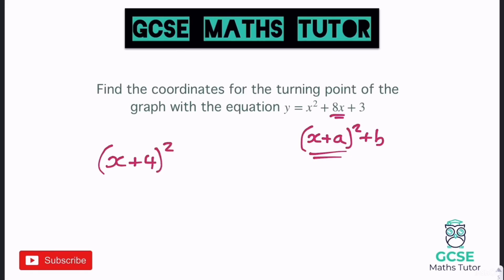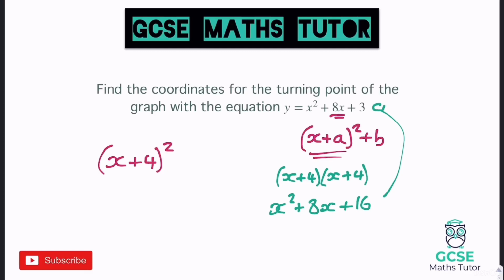And the reason you do that is because if we expand this bracket, and if we think about it to the side, x plus 4, x plus 4, there we go, we would get x squared plus 4x, which would give us 8x, but we would get plus 16 at the end. So obviously it's similar to this part just here. We've still got the x squared, we've still got the 8x, but we've got plus 16.